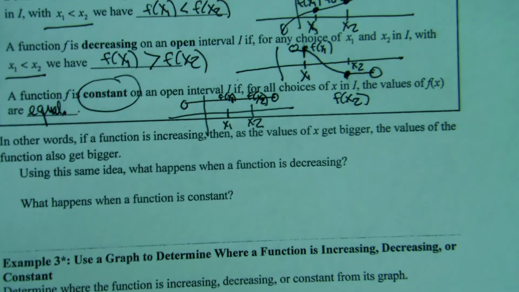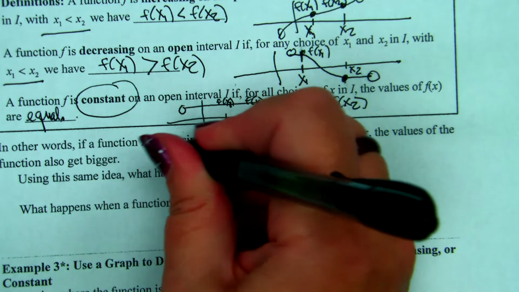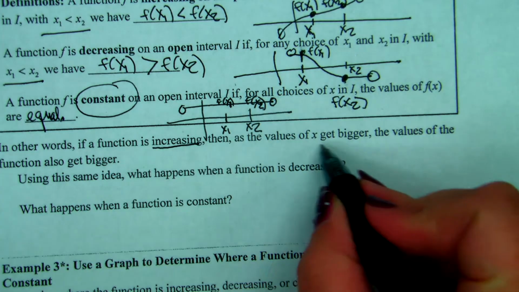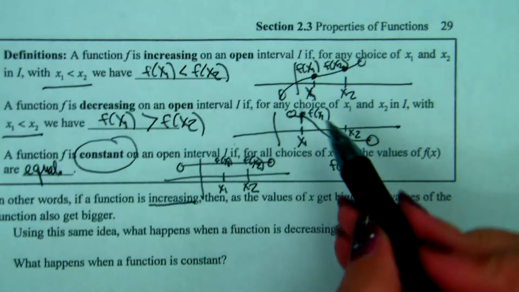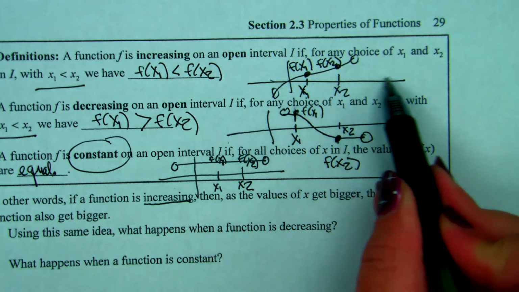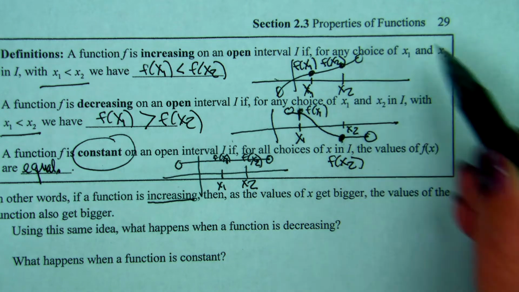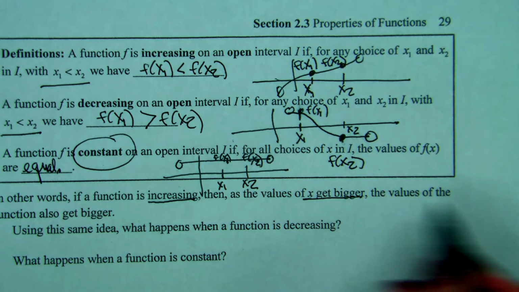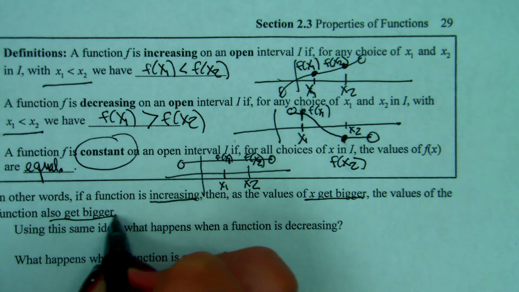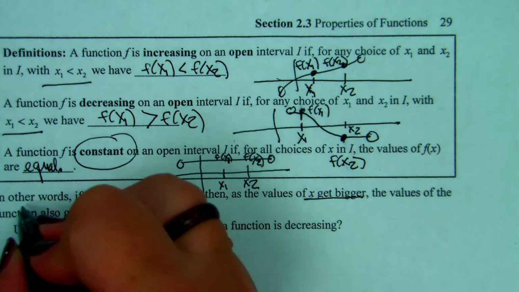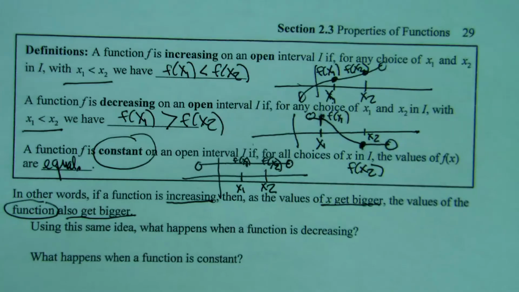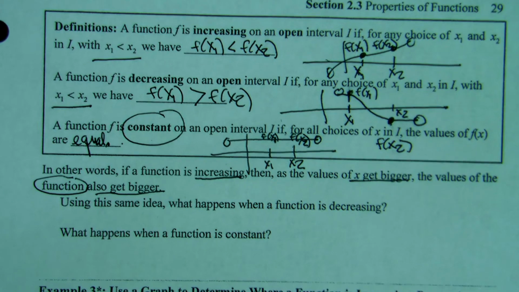So it says, in other words, if a function is increasing, then as the values of x get bigger, as you're going to the right, what is happening to the values of y? The values of the function also get bigger. And when it says the values of the function, that means f of x. That means the y values.